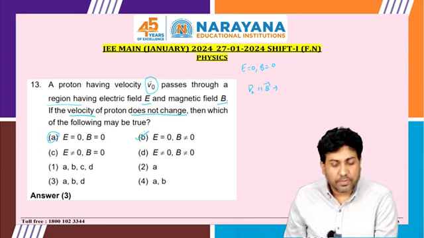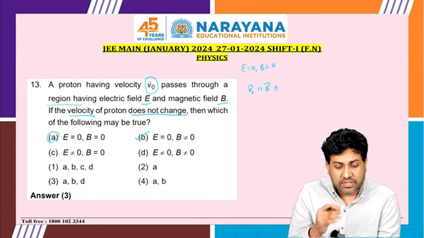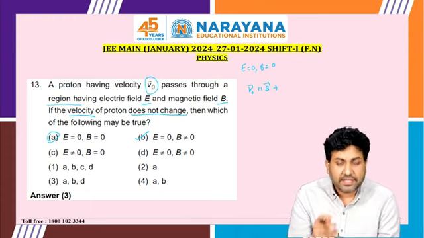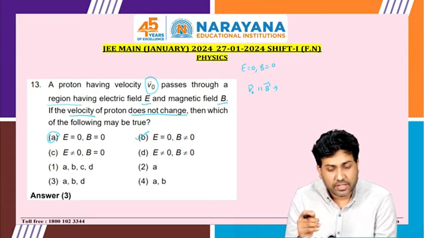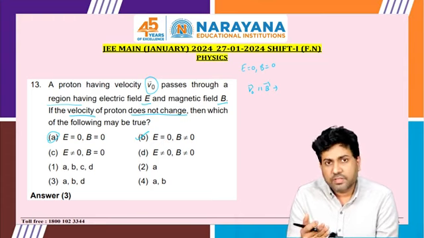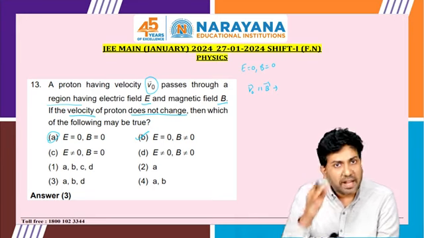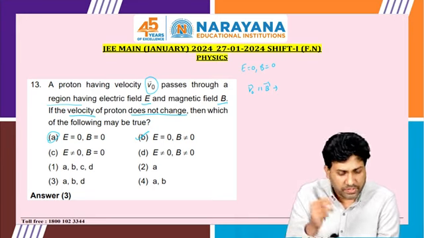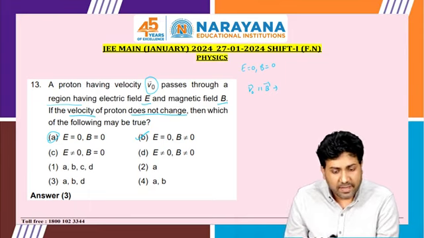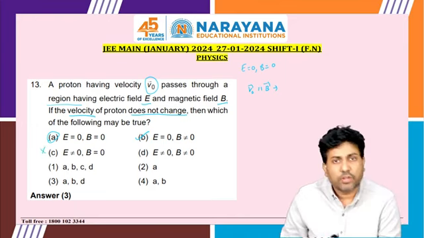That means this case is also possible. What about the next option? E is non-zero but B is 0. Now E is non-zero, that means the particle will definitely have some acceleration, because F is QE, and this force will act on the charged particle whether the particle is moving in any direction. If there is a force on the charged particle, it has some acceleration, and if there is some acceleration, the velocity cannot remain constant. So this situation is not possible.